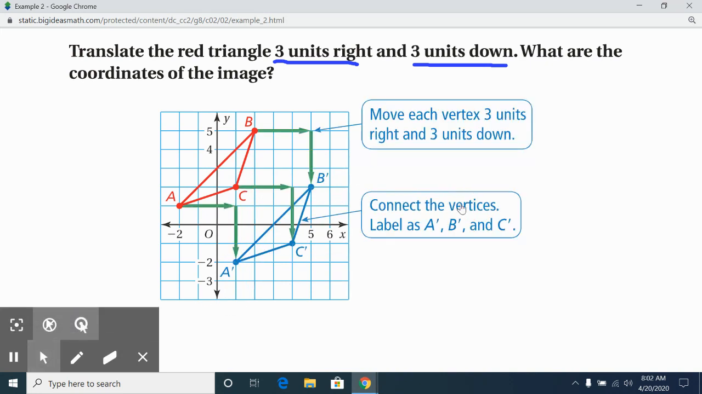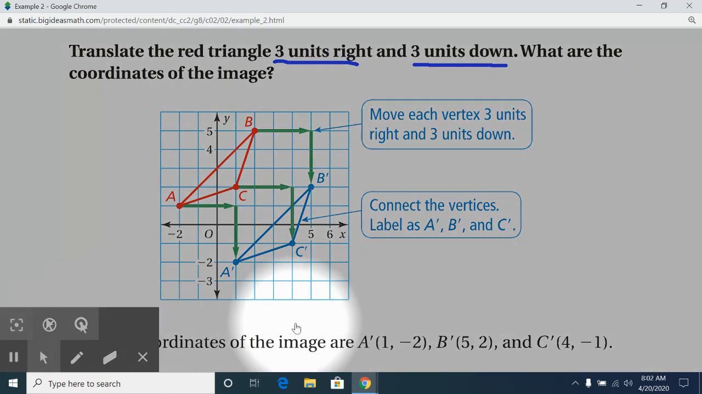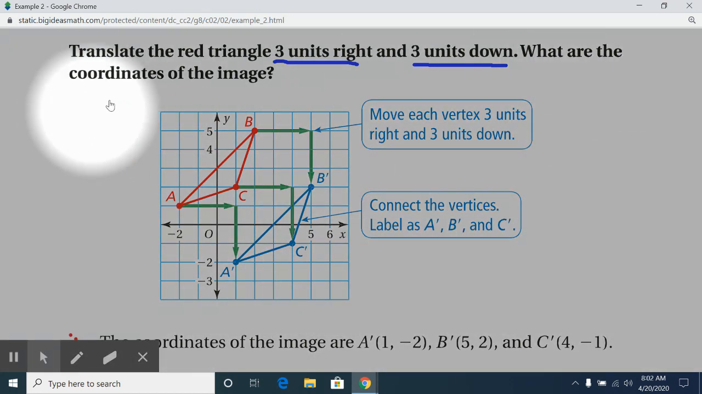Okay, so let's take a look. They did the exact same thing I did, right? We're just moving it three right and 3 down for each vertex. And then at the end, remember, we want to name what the coordinates are, all right? So it says, what are the coordinates of the image? That means the new shape, right? So they list them. A prime, what is this vertex's coordinates? 1, -2. B prime, what is that vertex's coordinates? 5, 2. And then C prime, what is that vertex's coordinates? 4, -1. Okay, so hopefully that makes sense.